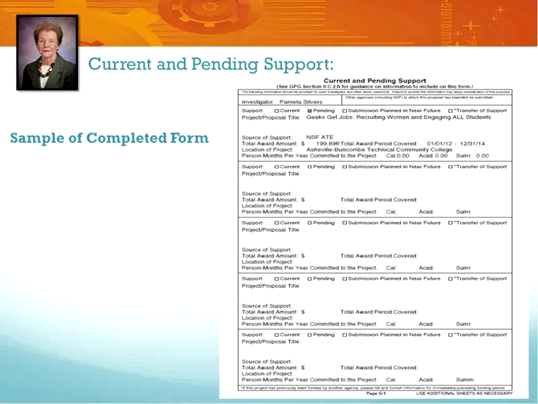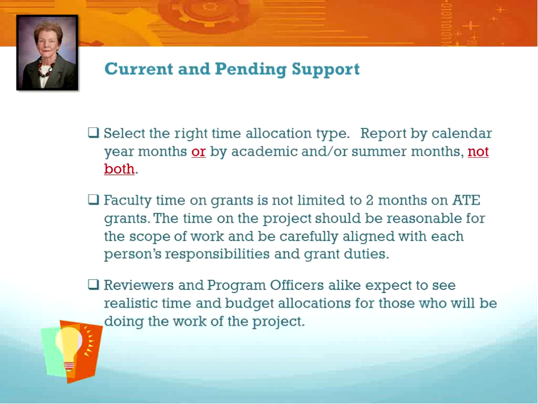All right, let's move ahead now. In summary, for the current and pending support form, select the right time allocation type. Report by calendar year months, or by academic and/or summer months, but not both. Faculty on the grants is not limited to 2 months on ATE grants. The time on the project should be reasonable for the scope of work and be carefully aligned with each person's responsibility and grant duties.